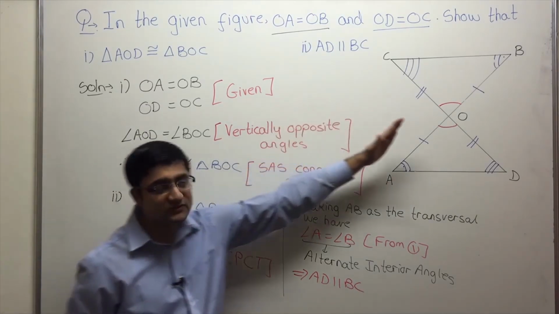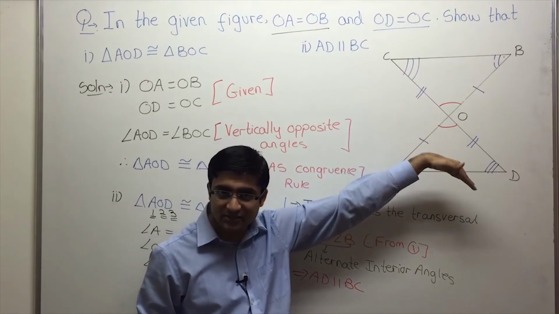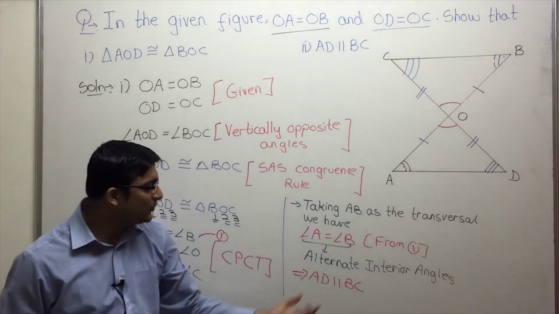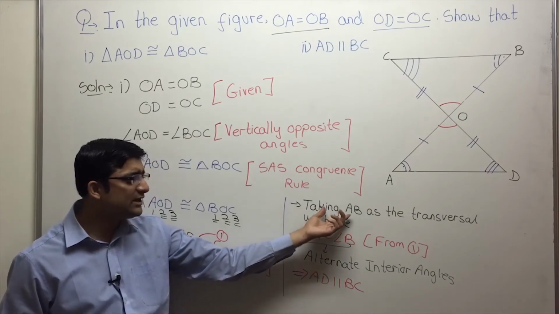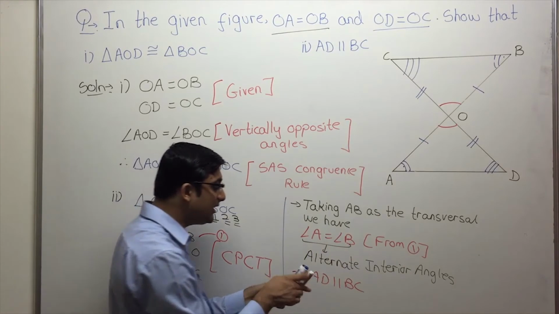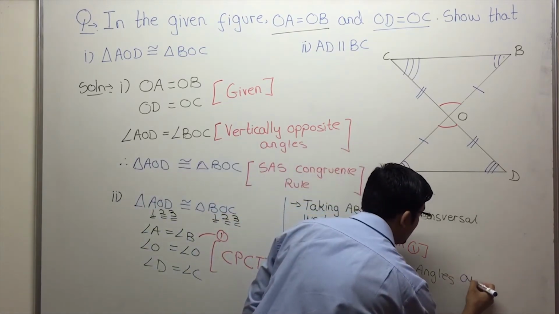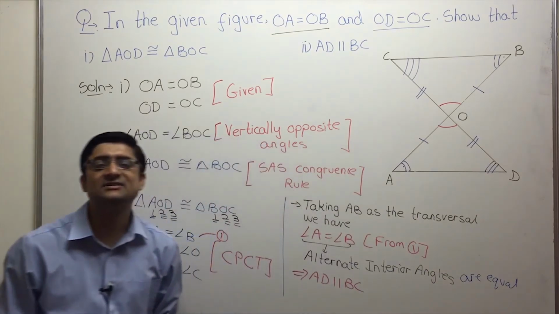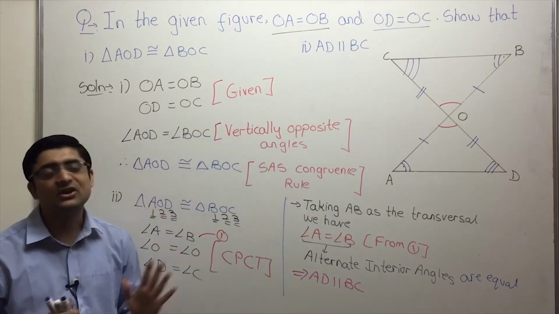That is, if a transversal intersects two lines in such a way that a pair of alternate interior angles are equal, then the two lines are parallel, which is exactly what we have shown. So taking AB as a transversal, we have angle A is equal to angle B. That is, alternate interior angles are equal. So this implies AD is parallel to BC, right? So this is how you solve this question.